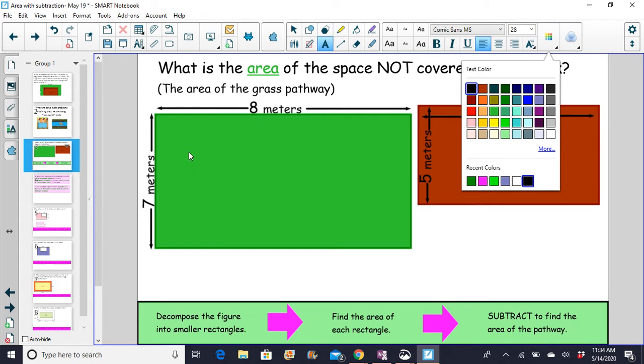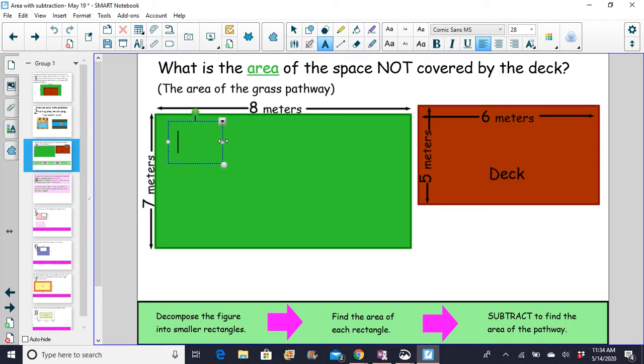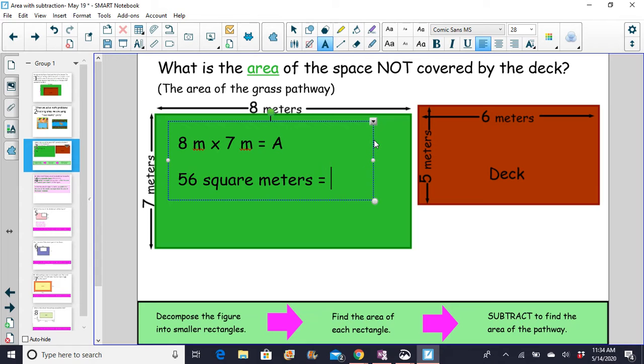We have 8 meters. Let's go ahead and type that in. 8 meters multiplied by 7 meters, because remember, length multiplied by width is going to give us our area. So that's going to be the area of the yard space. So 8 multiplied by 7 is 56 square meters. This is area, so we're talking square meters, and that is the area of our green rectangle, the yard area.